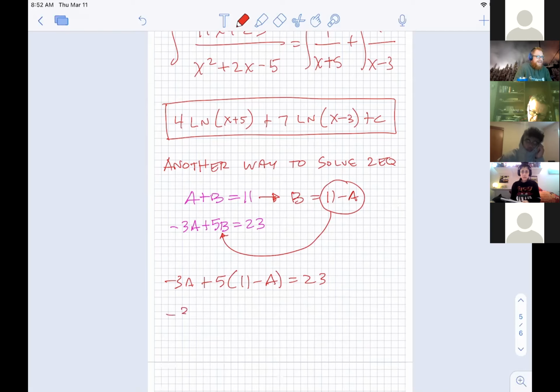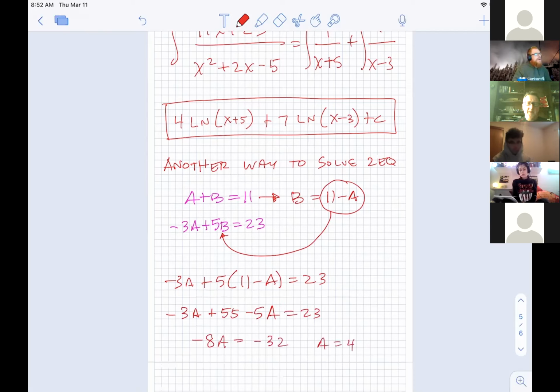The top equation solved for b and replacing it down below, don't you get one equation with one unknown? And so now you can proceed: negative 3a plus 55 minus 5a. Oops. Minus 5a equals 23. If I add the a's together, I get negative 8a. If I subtract 55 to the other side, I get negative 32. Oh, look at that. A is 4 again. Still got the same answer. So yeah, substitution is another way to solve two equations, two unknowns.